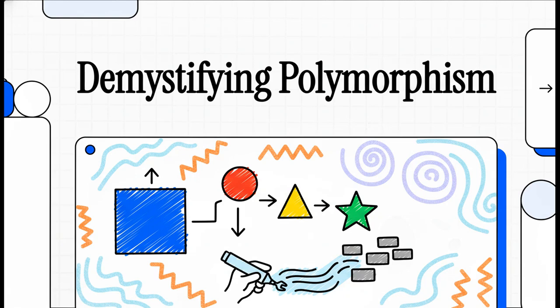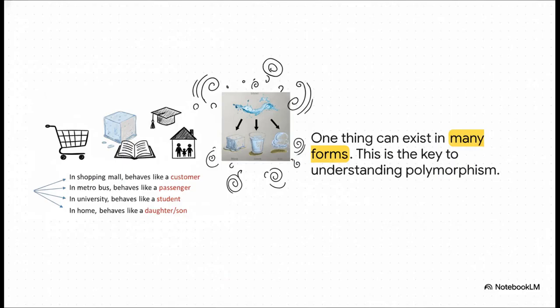Let's talk about one of those words in programming that sounds super complicated, but trust me, it unlocks a much simpler and way more powerful way to write code. That word is polymorphism. So let's dive in and demystify how this idea of many forms can totally change the way you code. At its core, polymorphism is an idea you see everywhere around you.